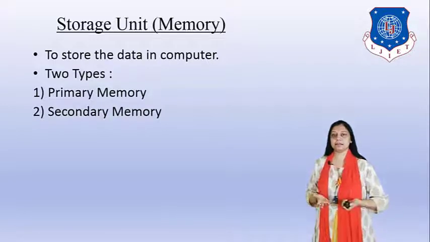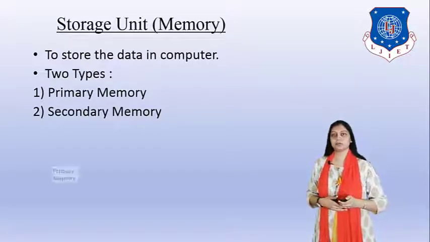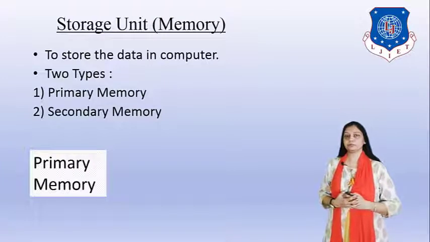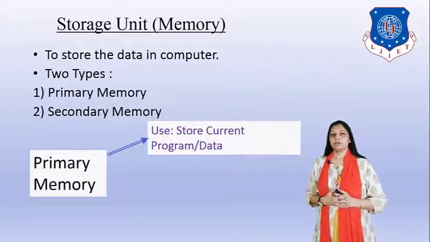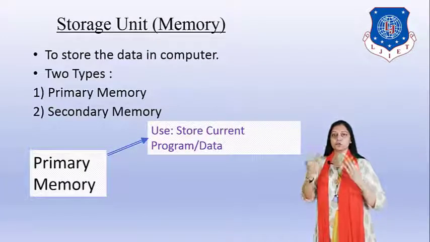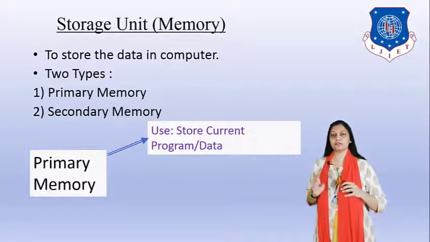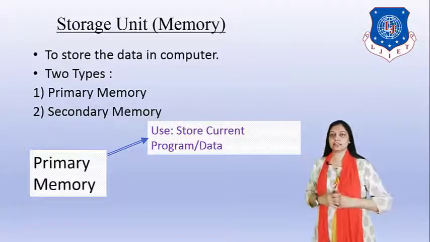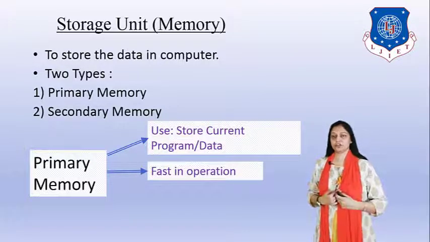One is primary memory and another is secondary memory. Primary memory, as the name itself suggests, is the memory which directly coordinates with the CPU. Secondary memory is an extra peripheral or auxiliary memory. So let's see some details about the primary memory. What is the use of primary memory? It is used to store the current data or the program inside the computer. Whenever we are working on some particular files or data, the data is initially stored in your primary memory.